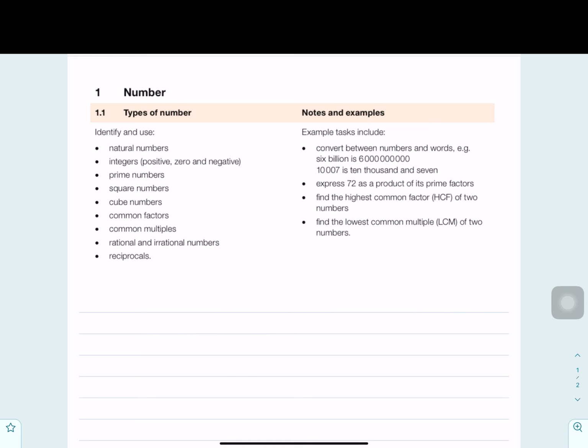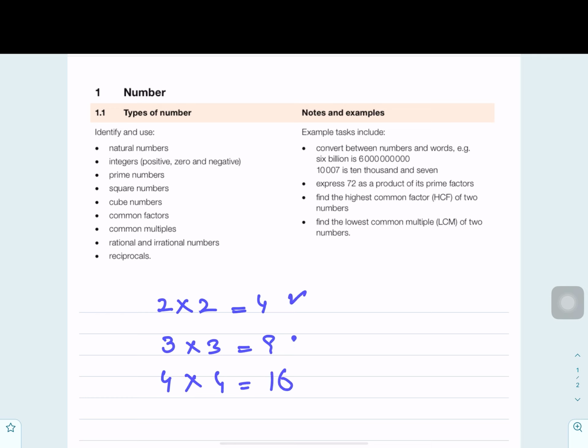So similarly, square numbers, when you multiply two same numbers, whatever the answer you get, that is called a square number. For example, if you multiply 2 by 2, your answer is 4. Similarly, if you multiply 3 by 3, your answer is 9. And if you multiply 4 by 4, your answer is 16. So all these numbers are squared numbers.